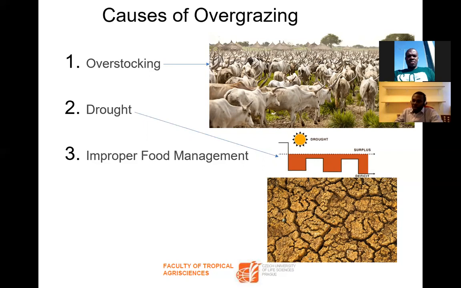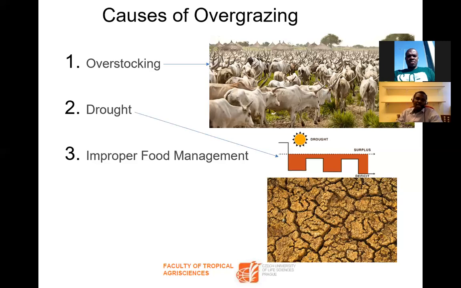Another point we need to consider that causes overgrazing is drought. Now, as we see in the picture, drought is a situation where there is not sufficient water. So you see in the picture how the soil looks. Over time, the soil will crack because there is no water. And of course, if there is no water or lack of rainfall, one thing you also notice is that the green vegetation or feeding material that the animals feed on will become less available.